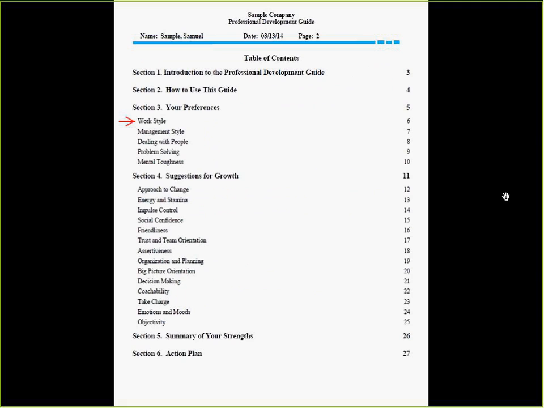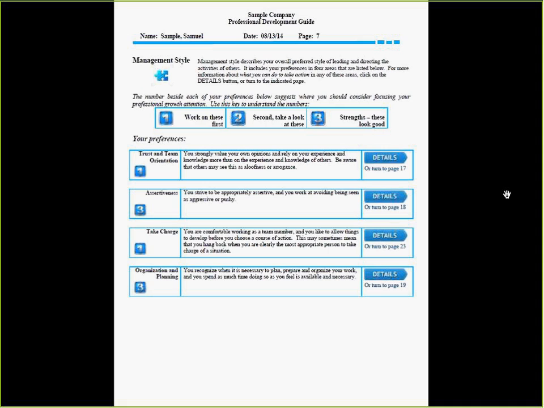Let's return for a moment to the table of contents. You see each of the 5 behavior clusters listed here: work style, management style, deal with people, problem solving, and mental toughness. For example, let's look at the management style behavior cluster on page 7 to see how the person's results are presented in every behavior cluster, and how the behavior cluster page leads the person to customized tips, tools, and techniques for improving professional effectiveness. This is the management style behavior cluster page.